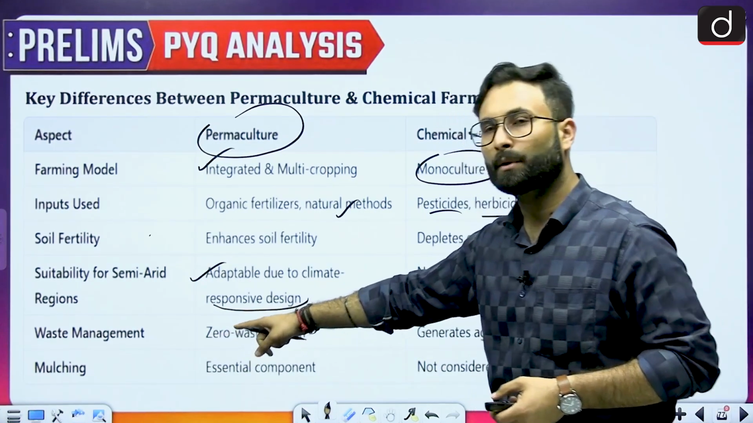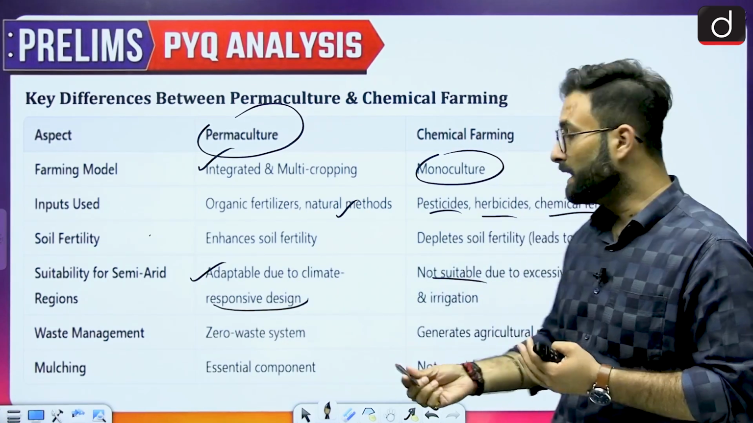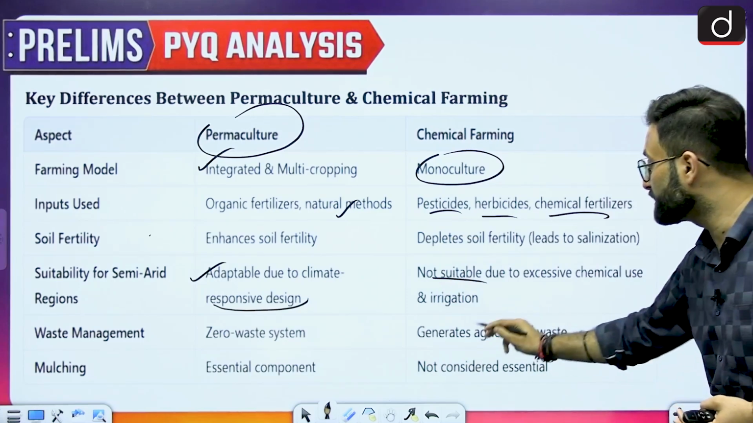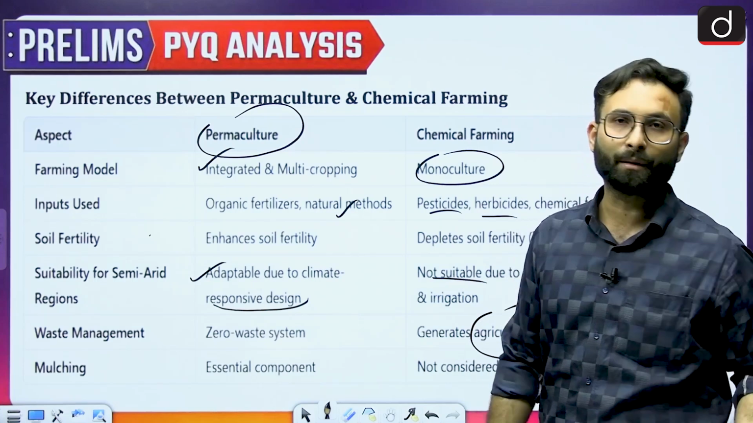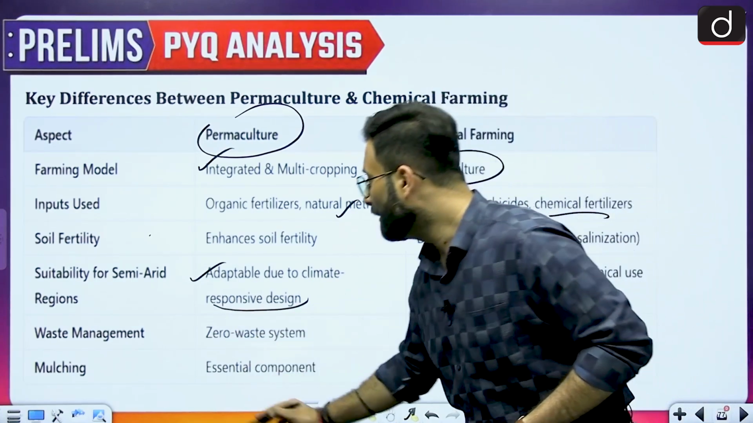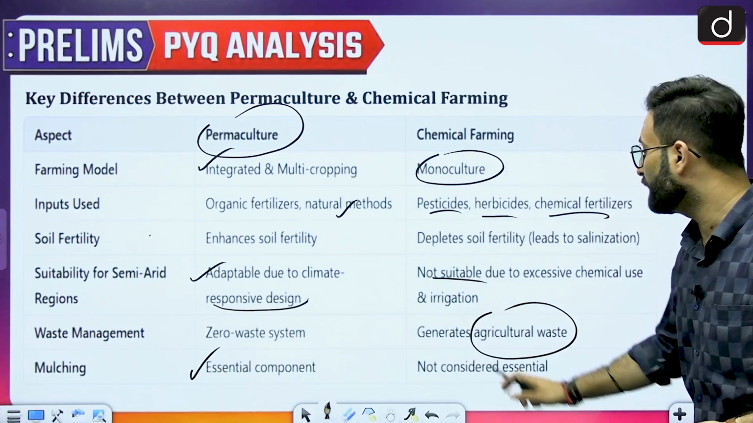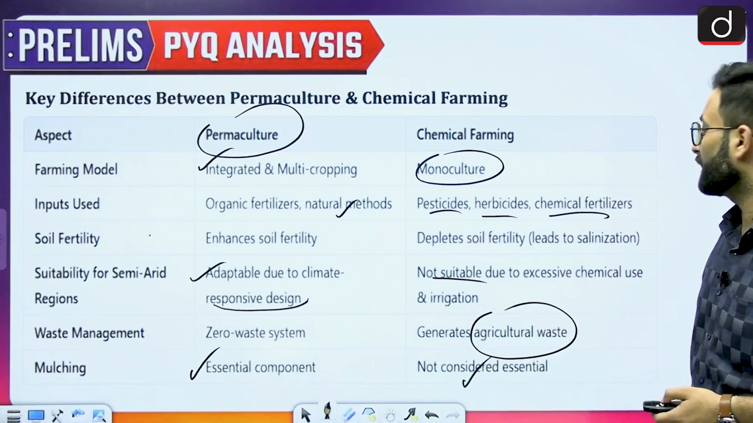Waste management, if you talk about, here there is zero waste, because you are using the waste which has been created in the agriculture. Here you are not using the waste, so waste will be generated. Then you can go for stubble burning, etc., that will ultimately harm the environment via pollution. Mulching is an essential component over here and not considered essential for chemical farming. So that is about permaculture and chemical farming over here.